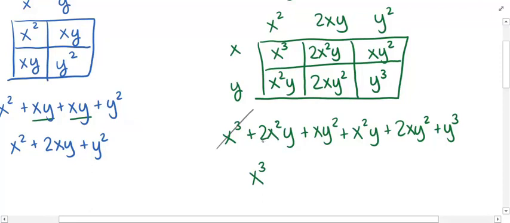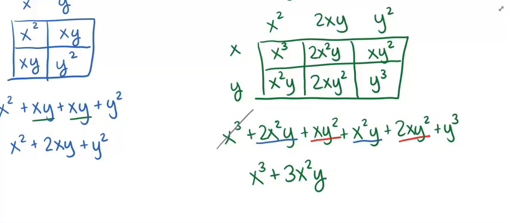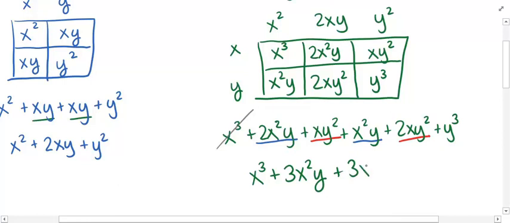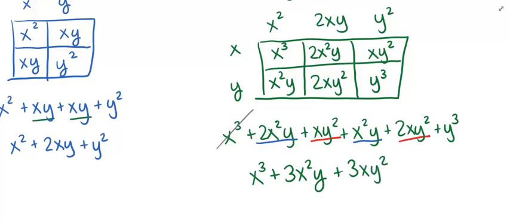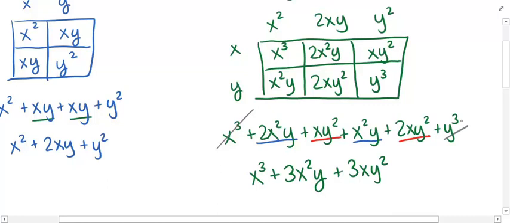Then I'm going to look for terms that have an x squared and just a y. That's going to be this one and this one. So we end up with plus 3x squared y. And then I need to look for terms that have an x and a y squared. So that's these red guys. I have one term here and then two of them here. So that's going to combine to be plus 3xy squared. And then lastly, I've got the y cubed. Nothing combines with it. So this is going to be plus y cubed.